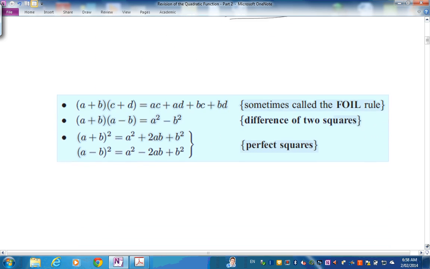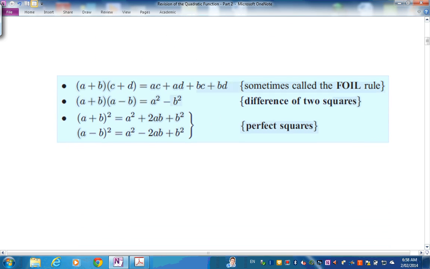So come on down. Here we have some screen clippings here from Hayes and Harris. So let's look at the FOIL rule. That's where you have two brackets multiplied together here, and we've got to remember what it means. It actually means (a plus b) lots of (c plus d). So it's a lots of (c plus d) plus b lots of (c plus d). So it's a by c, a by d, b by c, b by d. Everything in the first bracket must be multiplied by everything in the second bracket.